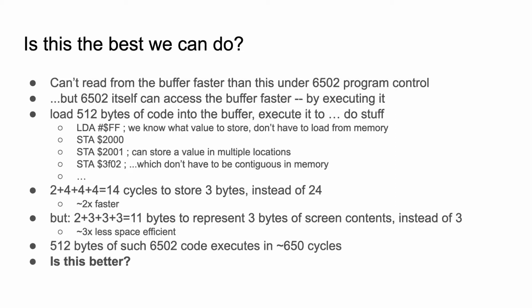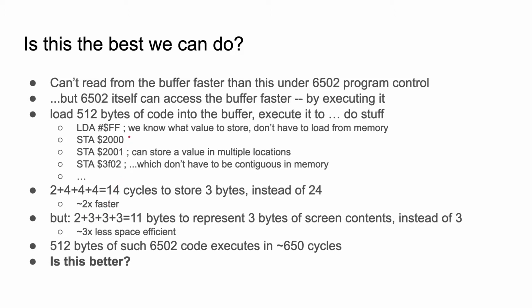Well, we know we can't read from the buffer faster than this under 6502 program control. But the 6502 itself can access the buffer faster by executing from it. So, for example, we can load 512 bytes of code into the I/O buffer and then jump to it. And so we can use this approach to do better.